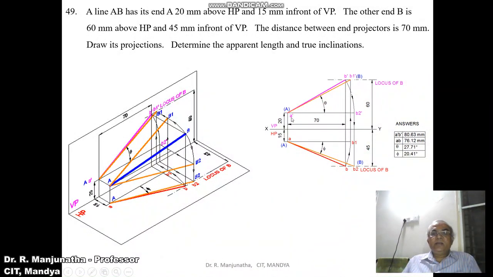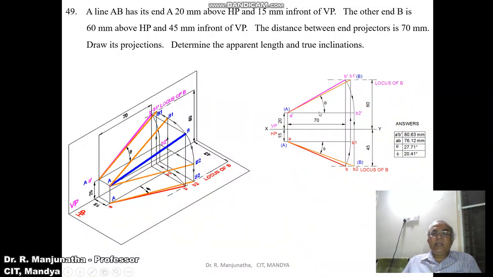Since it is a true length, that is the front view line is parallel, obviously its corresponding top view, that is front view is A dash B2 dash, its corresponding top view is AB2. So this line will be in true length and so mark this point capital A and capital B. Once you get this, now you show the dimensions of 15 mm, 20 mm, 70 mm, 60 mm and 45 mm, and then show the angle, the true inclination with respect to HP, which is theta, and true inclination with respect to VP, fine.